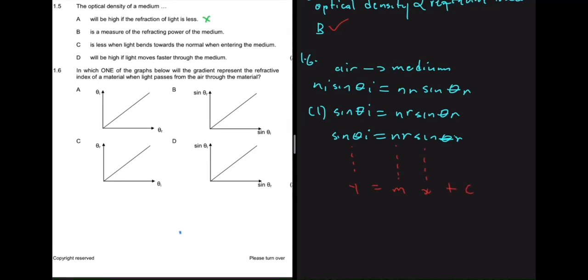So the gradient here is going to be the refractive index of the material, right? And then sine theta I is going to be on the y-axis, and sine theta r is going to be on the x-axis, right? And then if you look at our graphs here, that is option D.